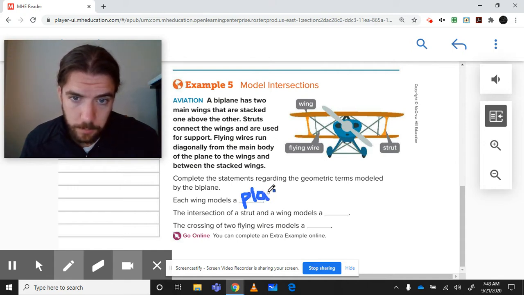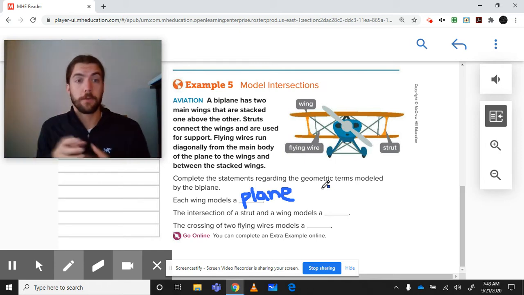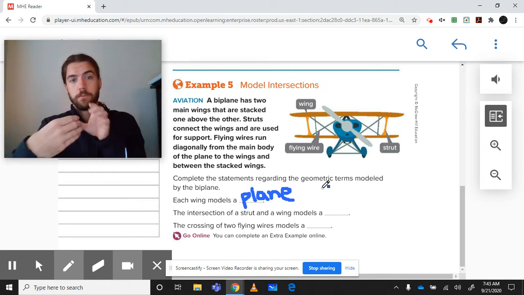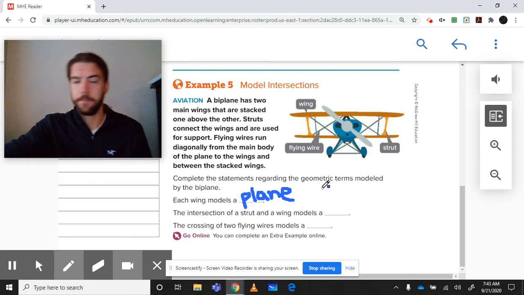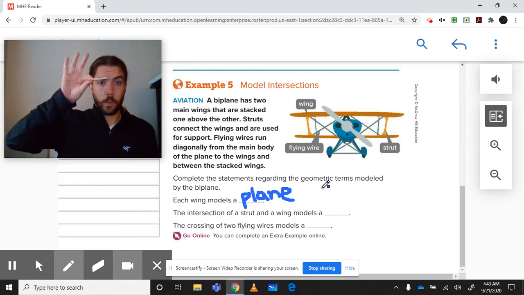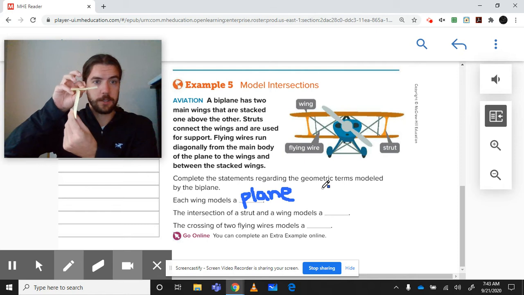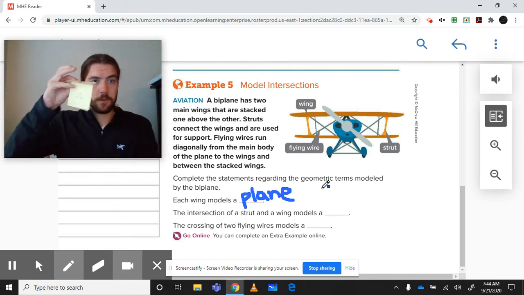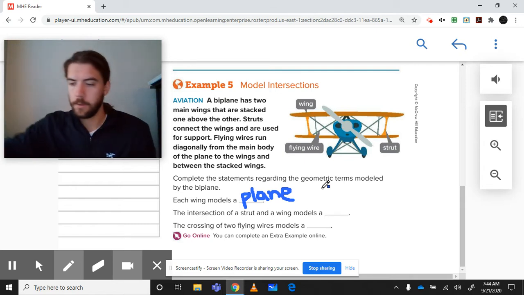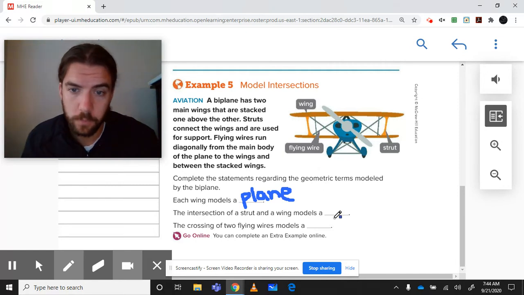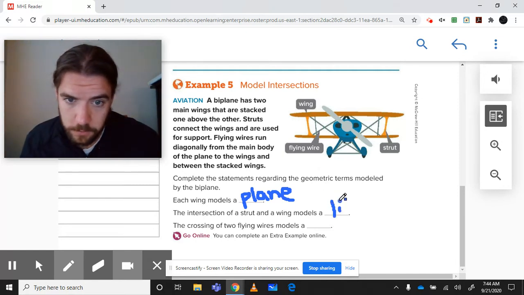Okay, how about the middle one? The intersection of a strut and a wing. Well, the struts, once again, are physical objects that have some thickness. So the strut itself is going to be kind of another plane. So you've got the wing on top, that's a plane. You've got the strut that's connecting it to another wing on the bottom. So these two are both planes, and when we intersect two planes, we end up with a line, right? That was kind of what happens when we intersect those things. So the intersection of a strut and a wing would make a line.